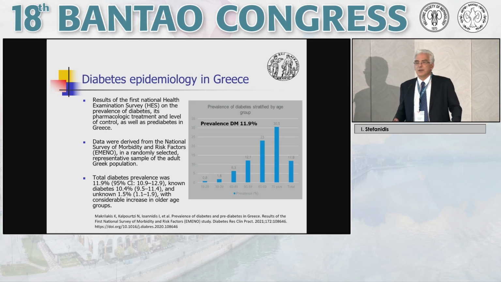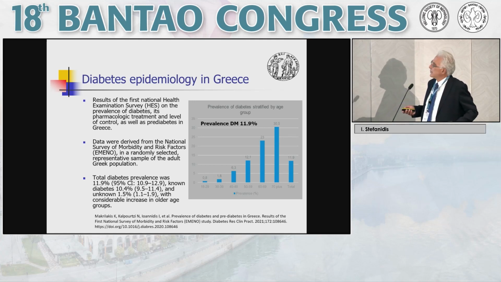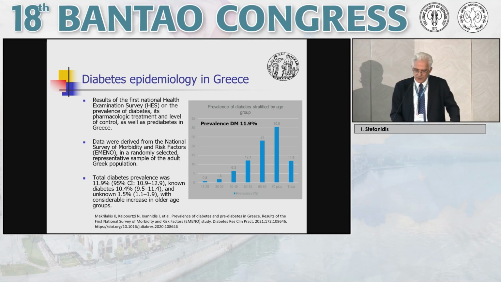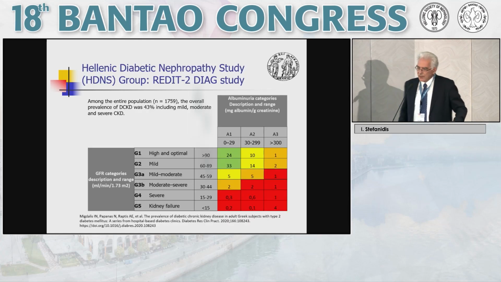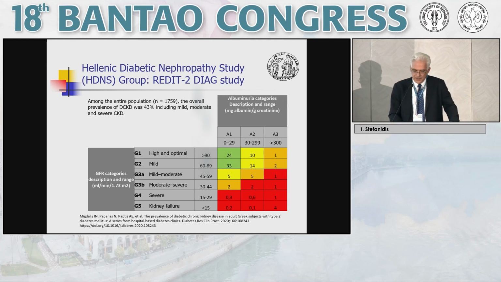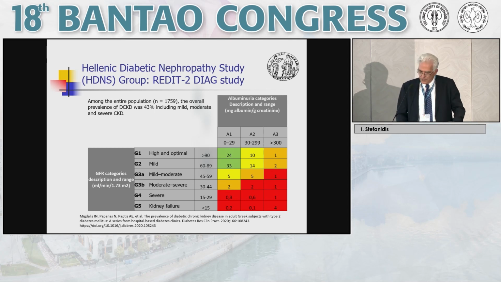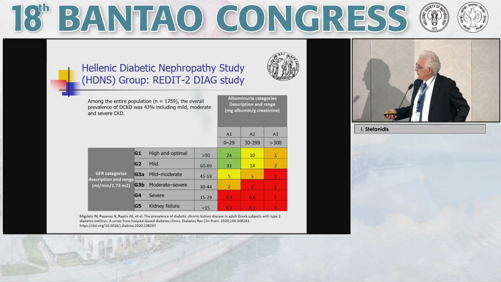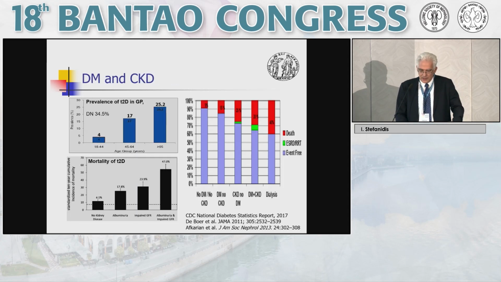Diabetes is also a very frequent disease. We know that. Some data from a Greek epidemiological study: prevalence 12% in the EMENO study from Makrilakis, and the frequency is rising according to age. Diabetic nephropathy, if you see here, 57% not diabetic nephropathy patients, then 43% in another Greek epidemiological study of 1,800 patients seen in hospital diabetic chronic kidney clinics.